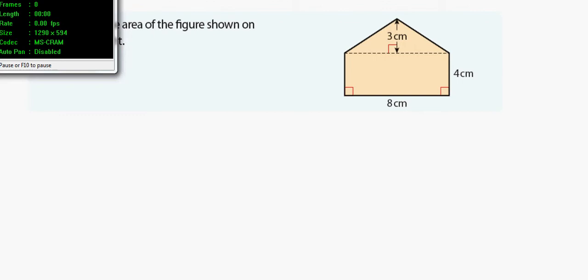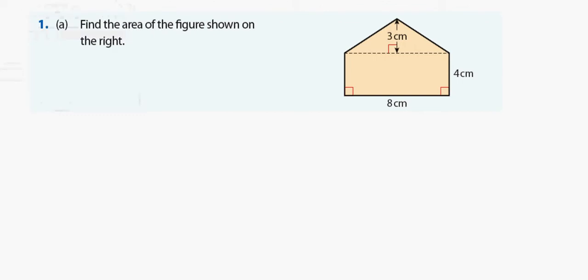Revision sheet on find the area of the figure on the right. So what we see is two shapes. We see a rectangle and a triangle. Now to start off with the area of the rectangle. So area of rectangle is length multiplied by width.